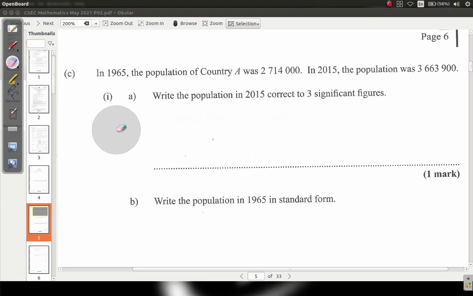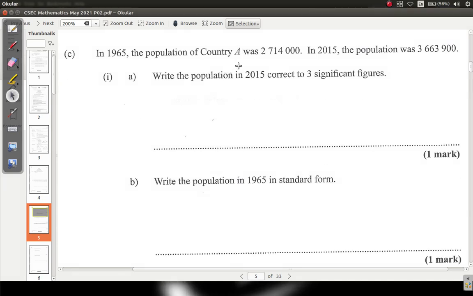Now, what does it say? In 1965, the population of country A was 2,714,000. In 2015, the population was 3,663,900. And it says A, write the population for 2015 correct to 3 significant figures. Alright, do it. Let me see. Alright, you write it down.